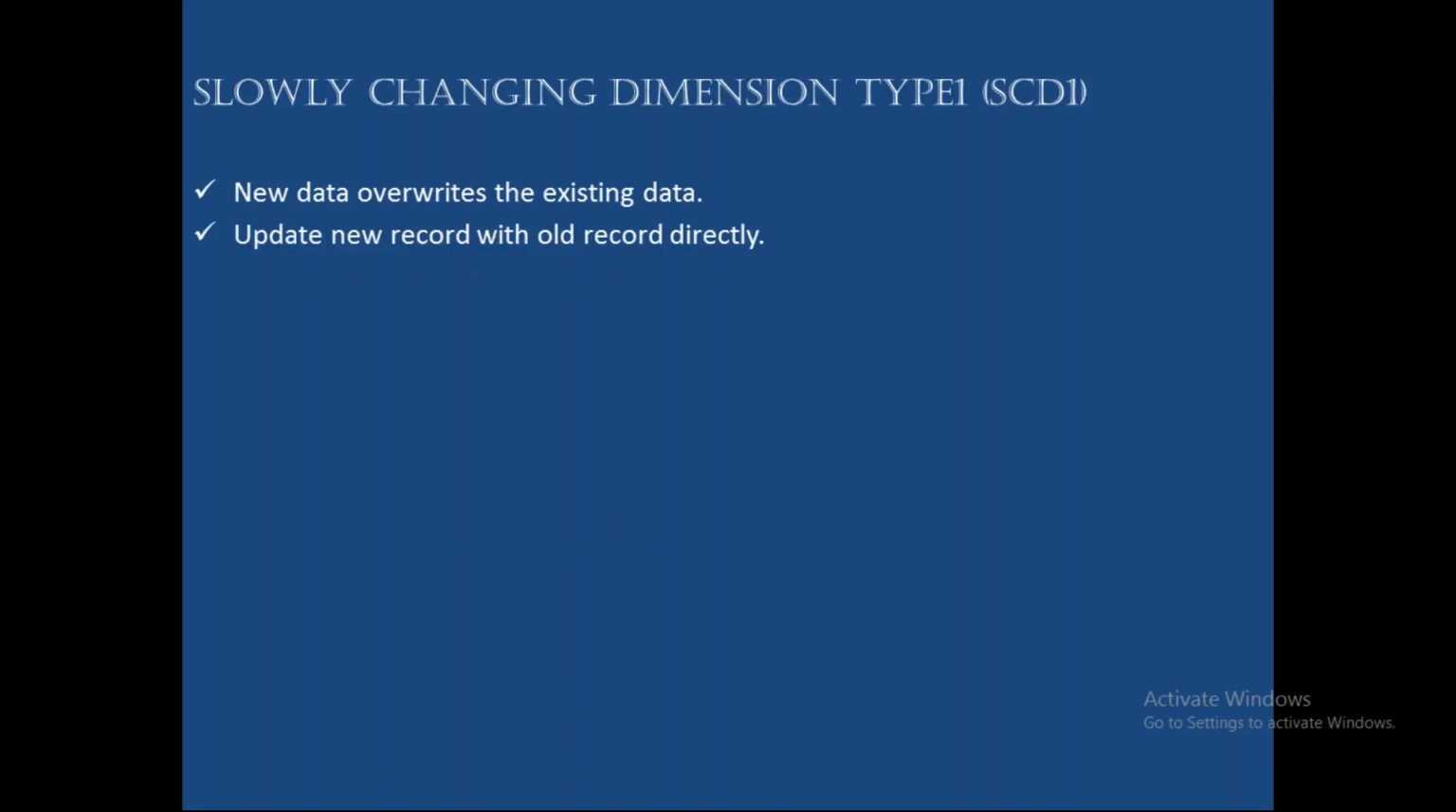Next, update the old record with the new record directly. Understood? You have an old record, that is one Rama Bangalore. Now you are updating directly to one Rama Hyderabad. Next, this keeps only current data, and does not maintain historical data. So what is the historical data? The one Rama Bangalore record, you are not storing. You are just removing that historical data. History you are not storing, and you are maintaining only the current data. You are just replacing the old data with the new data.